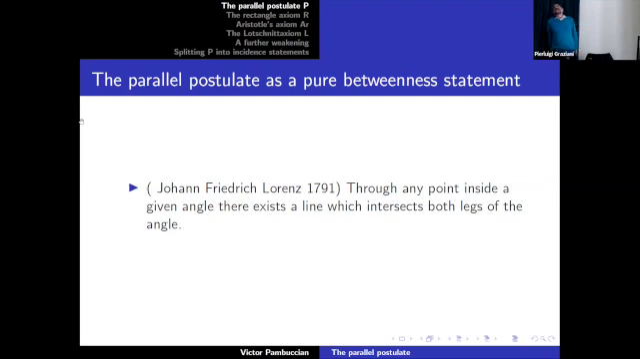You can also express it as a pure betweenness notion. Obviously, you may say, well, plane pairs can be expressed in pure betweenness, because I can say that 3 points are collinear if and only if one is between the other two. So it is a pure betweenness statement. You can say this is another pure betweenness statement. Why I state it is because you'll see that it becomes really important later on. Through any point inside a given angle, there exists a line which intersects both legs of the angle, legs meaning the rays that are formed by this angle. So if this is the angle and you give me any point inside it, then I can find some line that intersects both of these.